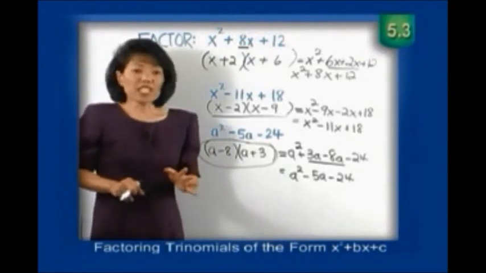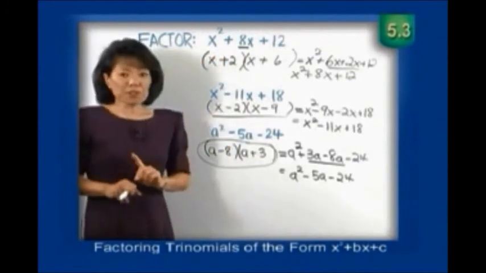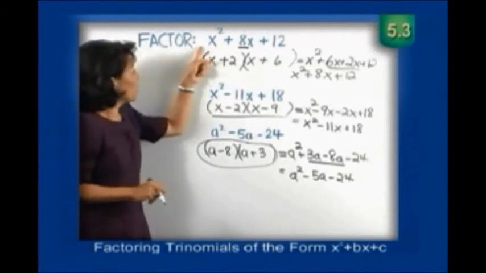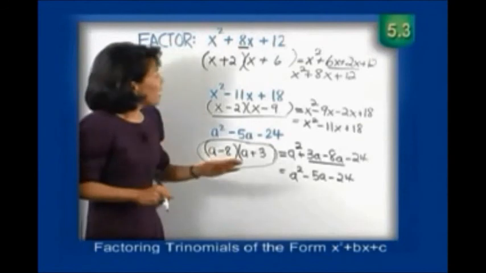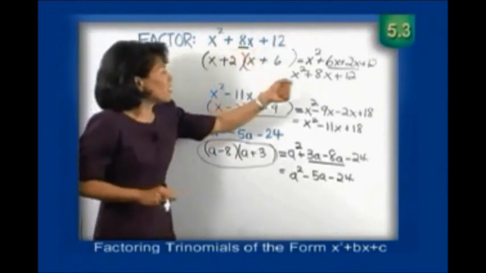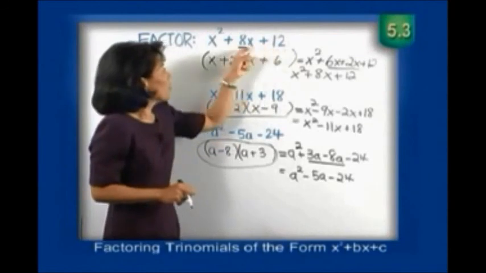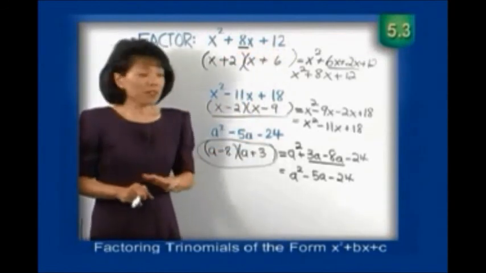Now what I want you to keep in mind as you work through this section is this method only works for trinomials when the leading coefficient is 1. Notice 1, 1, 1. So that's your first check. And again, when both signs are positive, you don't have a sign problem, so it's easy to find product 12, sum 8. As these signs change, you're going to have to do a little bit of thinking.